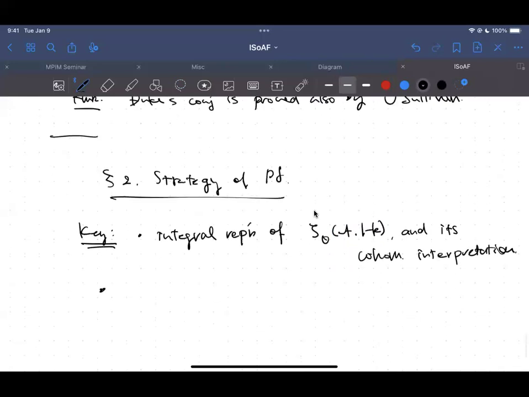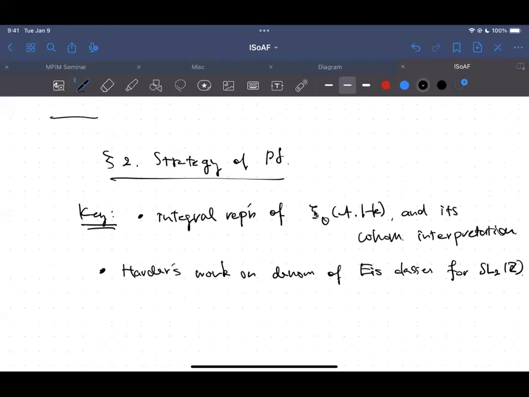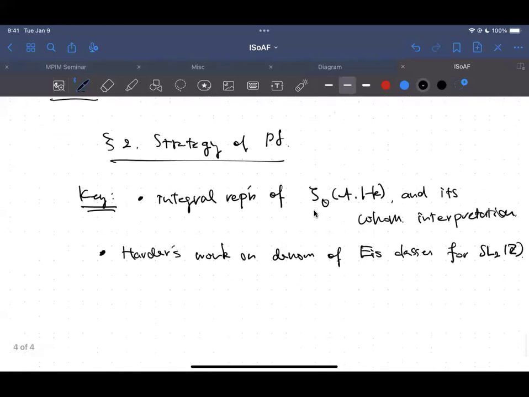And the second ingredient is, as I said, how it works on the denominator of the Eisenstein classes for SL2C. And in order to prove this minimality of Duke's upper bound, we need a little more work, which is actually very basic, of the so-called Hida theory.